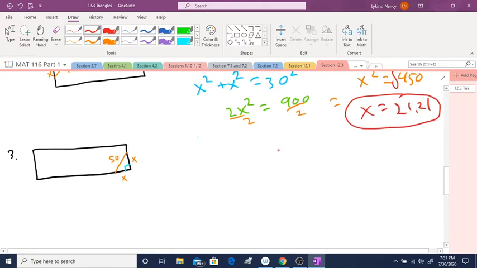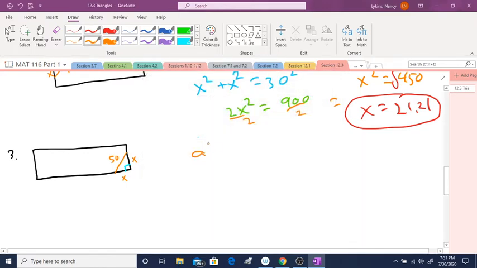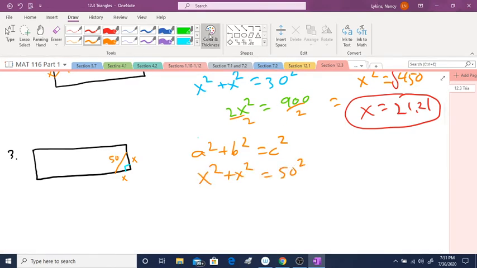Okay, number 3. Same example, except I've got it oriented differently, but it's still the same setup. So if you want to pause this and come back to it to see if you've got it correctly. So that means I've got a squared plus b squared equals c squared. X squared plus x squared equals 50 squared.